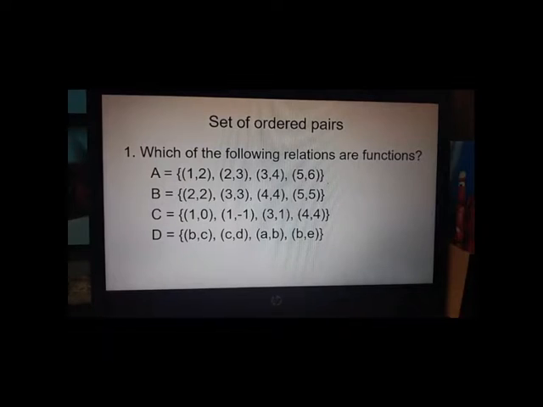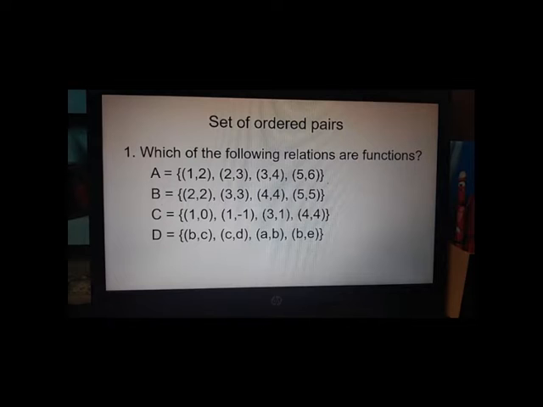The first one, set of ordered pairs. Which of the following relations are functions? By the way, all functions are relations, but not all relations can be considered as functions. So which among these relations are functions?